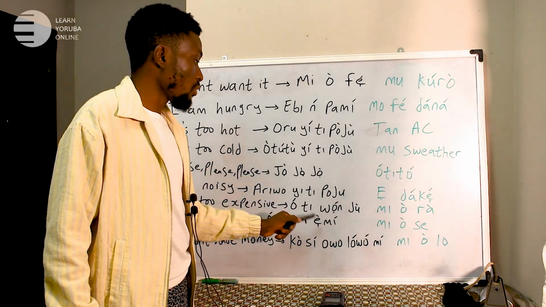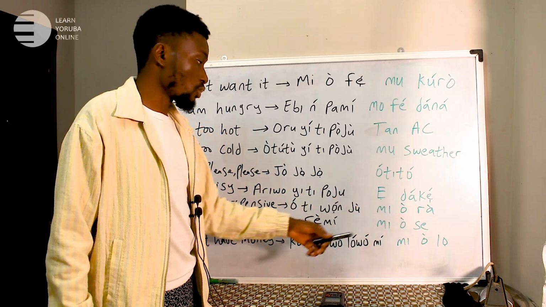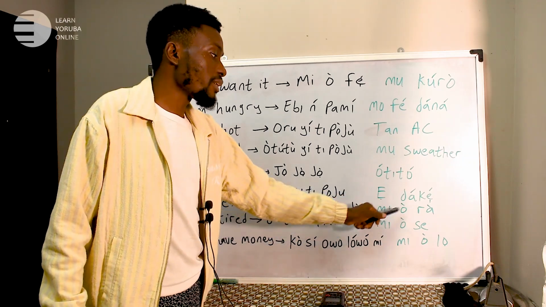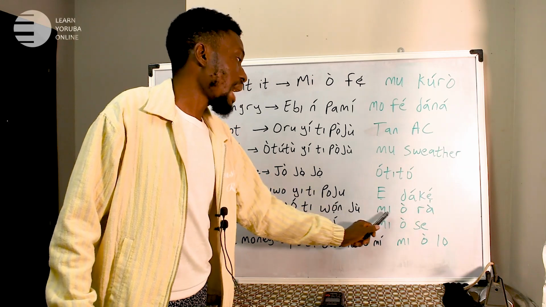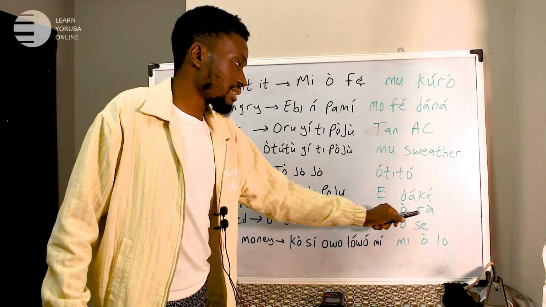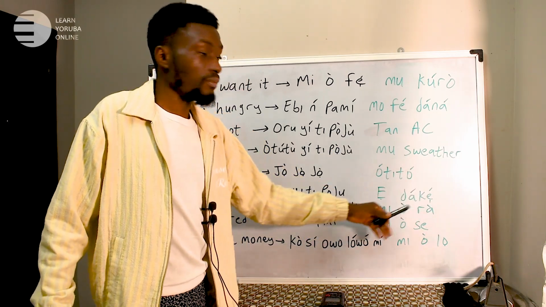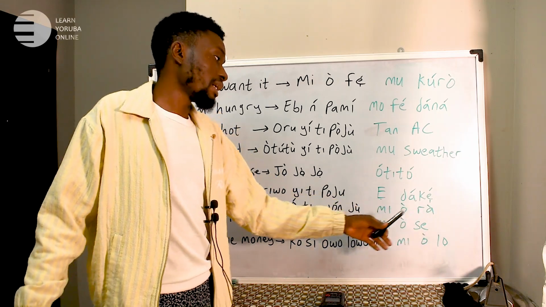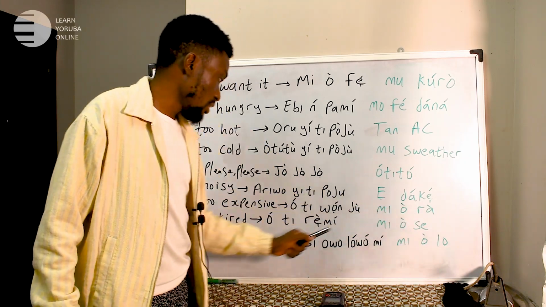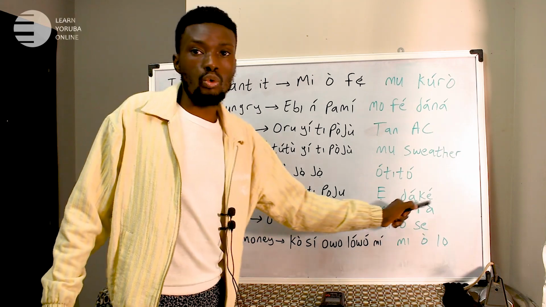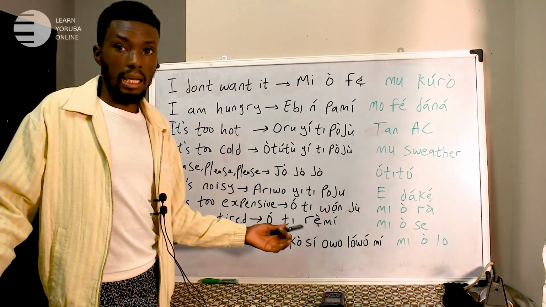And you can now maybe add something to it. You can now say, o ti won ju, mi o ra, I am not buying. Ra is Yoruba for buy. I am not buying, mi o ra. O ti won ju, mi o ra. It's too expensive, I'm not buying.